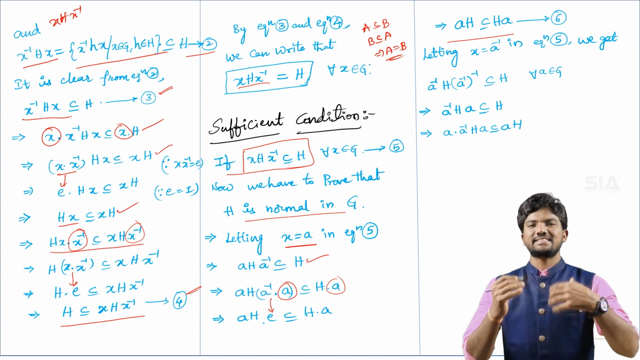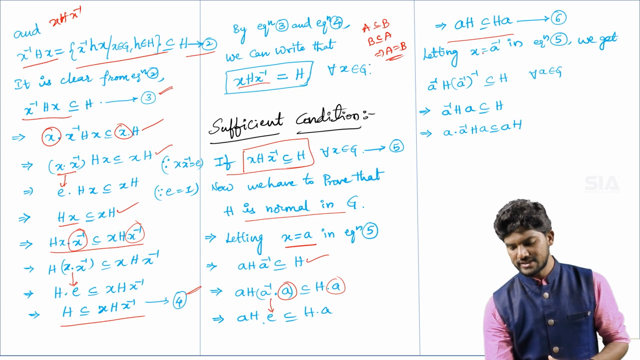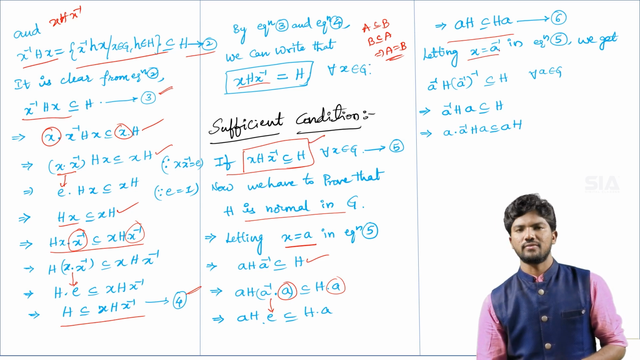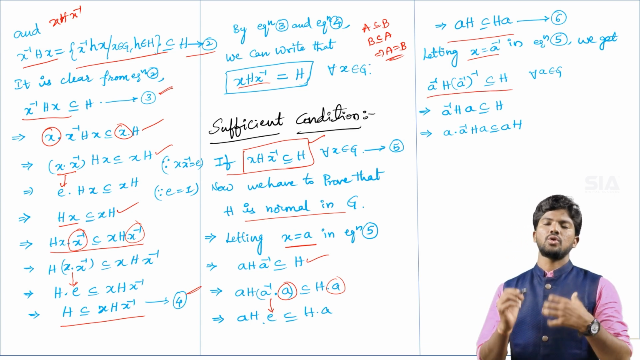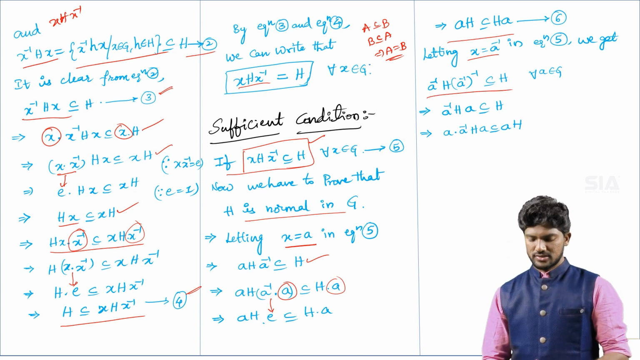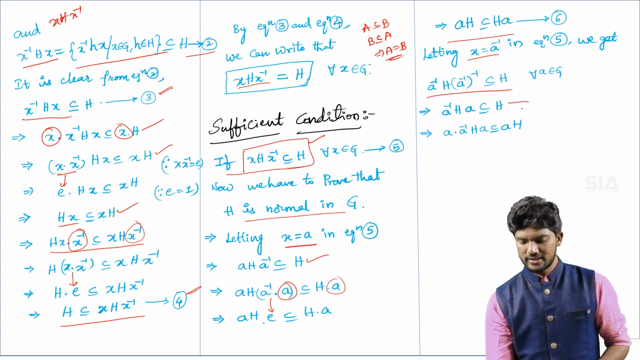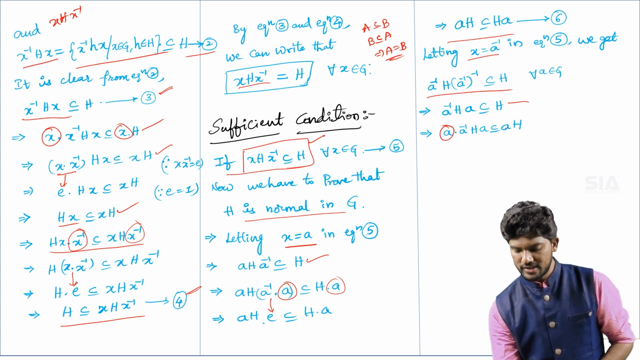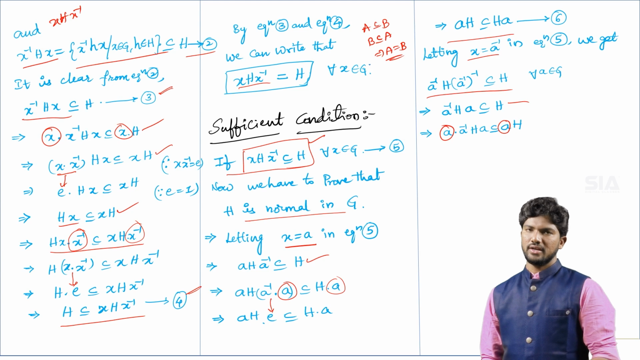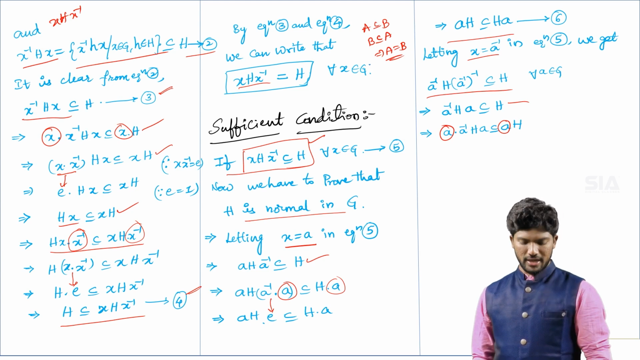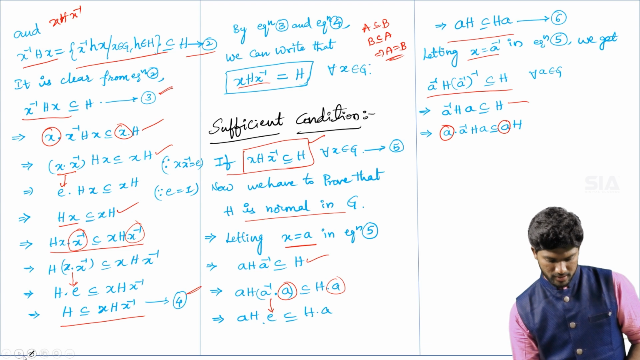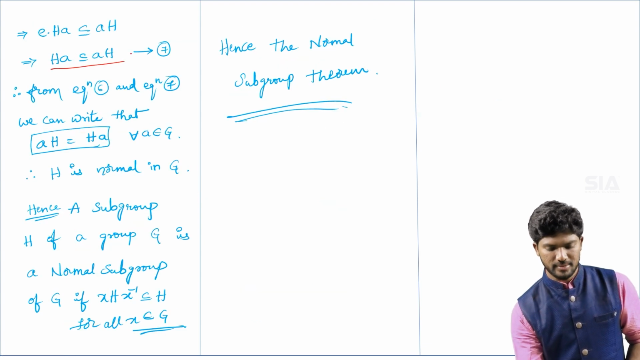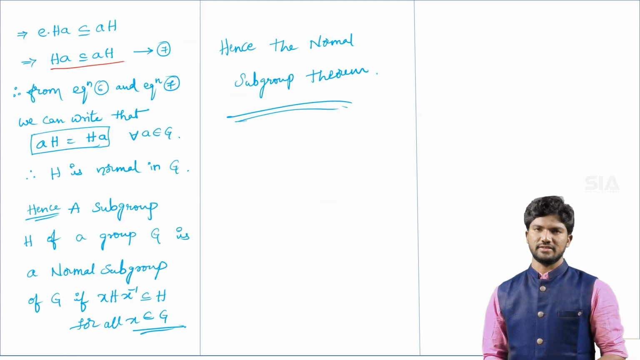Now, let x be equal to a inverse in equation number 5. In equation number 5, wherever you have small x, substitute a inverse. Then you will get this equation: a inverse H, a inverse whole inverse is a subset of or equal to capital H. Now, by simplifying that, you will get this one. Here, pre-multiply with small a on both sides, and post-multiply with a inverse. Then you will get this condition: Ha is a subset of or equal to aH, which is taken as equation number 7.